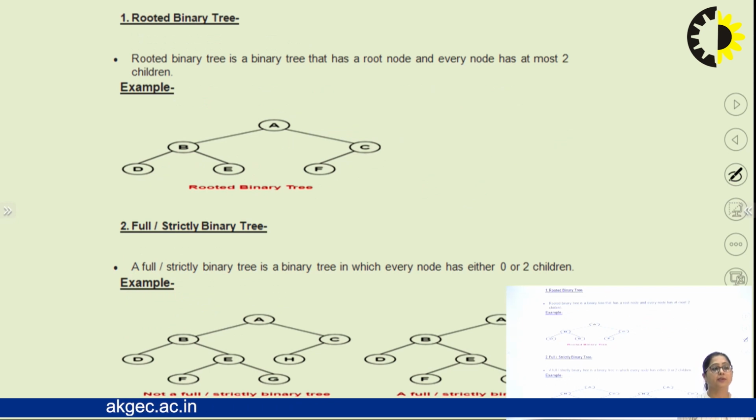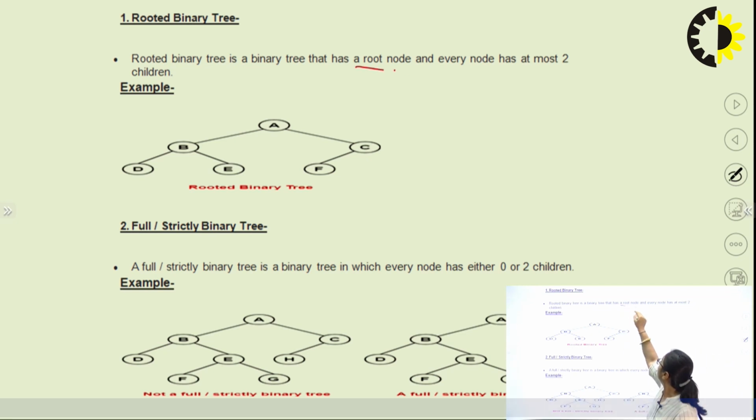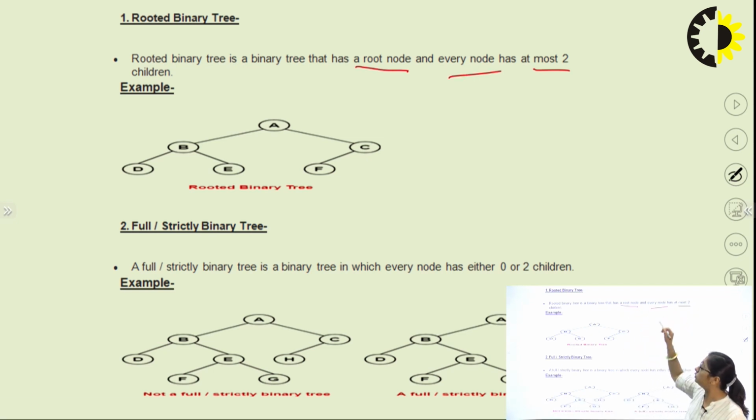A rooted binary tree is a binary tree that has a root node, and every node has at most 2 children. This is a binary tree, so the at most 2 children property is always there. Rooted binary tree means that it has a root node. So here A is a root node, and the at most 2 children property is valid here, so that's why it is known as the rooted binary tree.